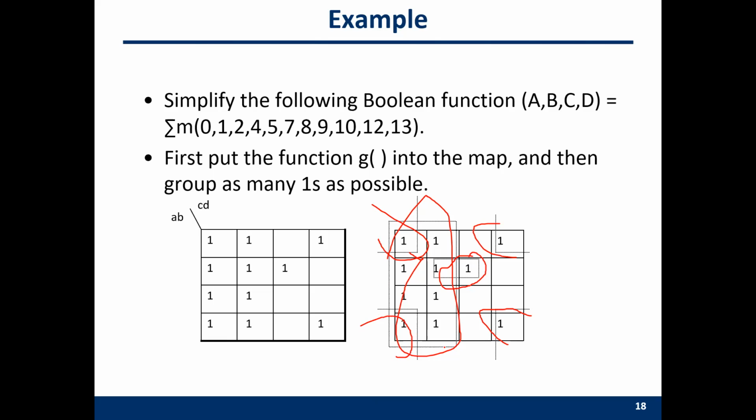These four ones are actually connected. If you draw a group that only covers two of these, then that's not the largest group you can draw, which indicates that's not the most simplified version of this equation.